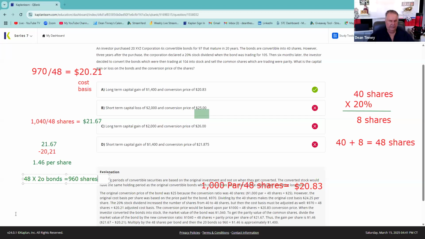So I made $1.46 on 960 shares. And hopefully that is one of the answers. Let's see, 1.46 times 960. I get $1,401.06. Yeah, close enough. Whatever the rounding was made the difference there. But it's going to be long term. Now, the reason it's long term is because we were at risk for more than a year.